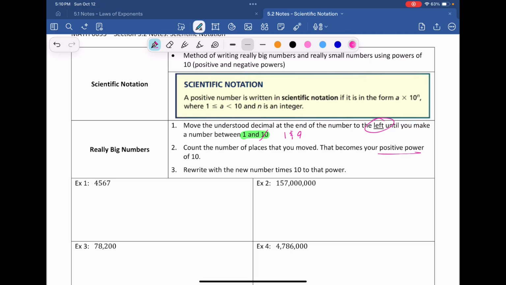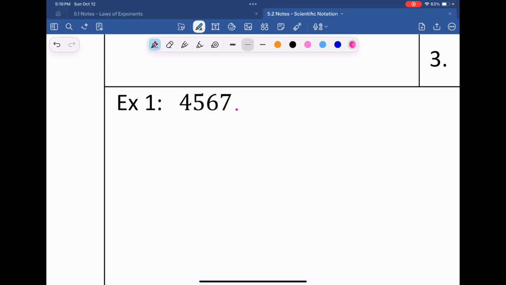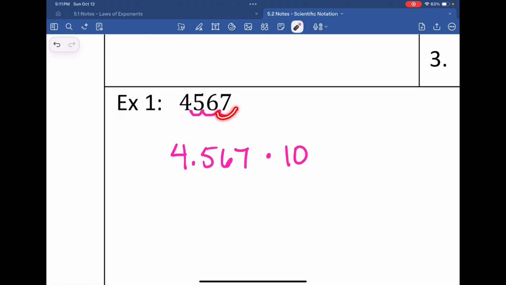All right, so let me start. We have an understood decimal here at the end. I move it once, and I end with 456. That's not between 1 and 10. Move it one more time, and it's 45. Not between 1 and 10. Move it one more time, and you've got 4. 4 is between 1 and 10. You can do that symbol or the dot. Now we move the decimal to the left 1, 2, 3 places, so times 10 to the third.